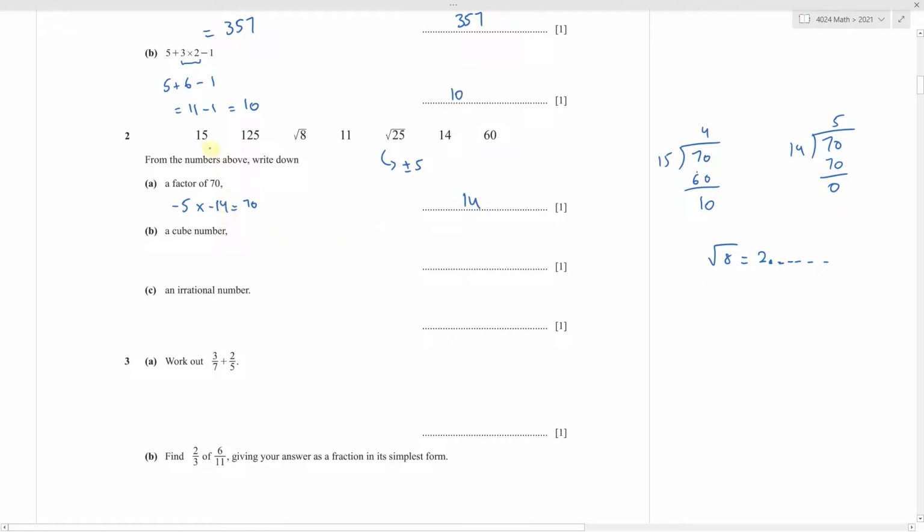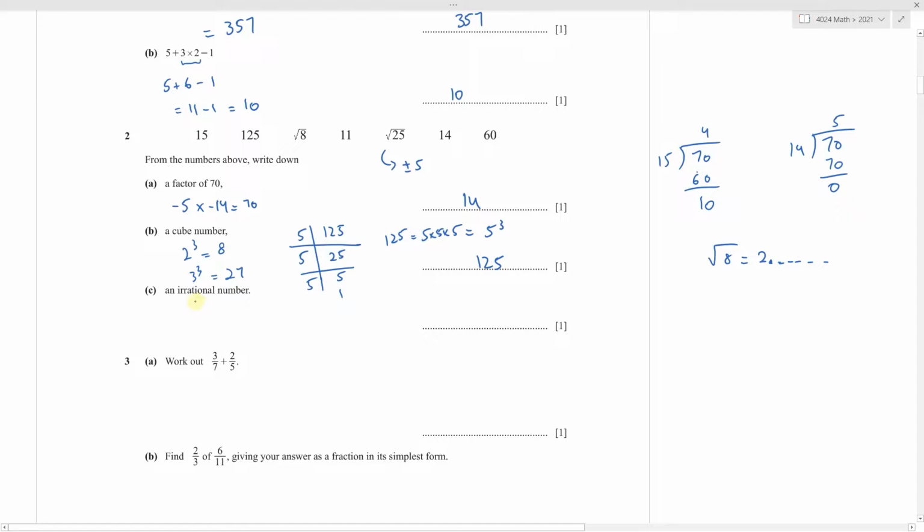A cube number. So 15 is not a cube number. You have 2 cube, which is 2 2s are 4, 4 2s are 8, and then 3 cube is 3 3s are 9, 9 3s are 27. So 15 is not a cube. 125 is a cube number because if you factorize 125, you can divide it by 5, you get 25. Again, you can divide it by 5, you get 5, and then 5 times 1. So 125 can be written as 5 into 5 into 5, which is 5 cube. So 125 is a cube number.